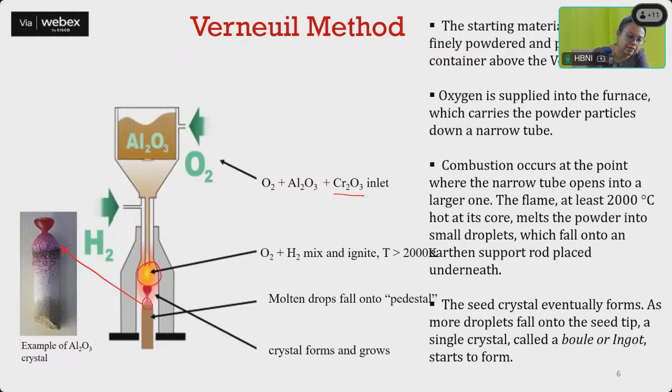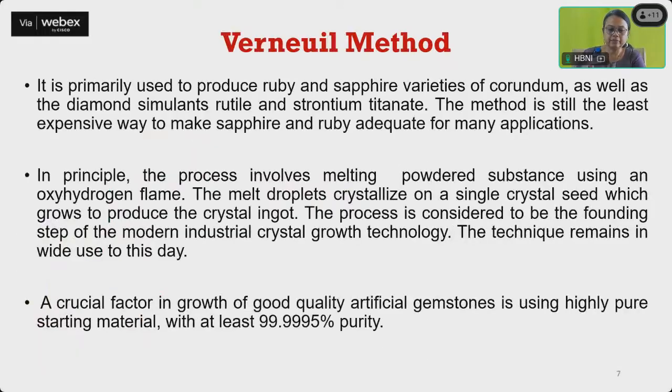Then the single crystal is formed. The rate of growth is governed by how much Al2O3 is falling through, and thus we can control both the nucleation and the growth. This happens at around 2000 degrees, because the melting point of alumina, Al2O3, is around 2000 or 2100 degrees centigrade. This we have already read.